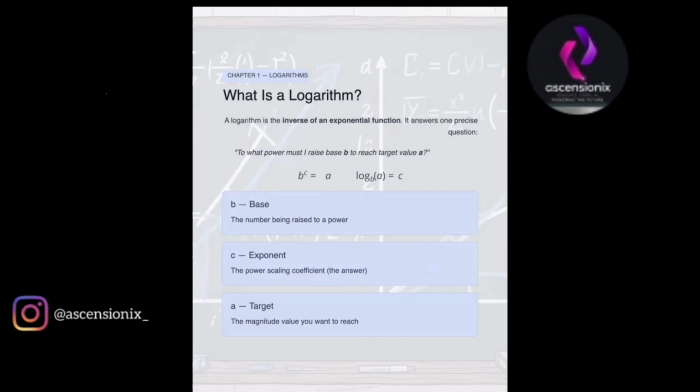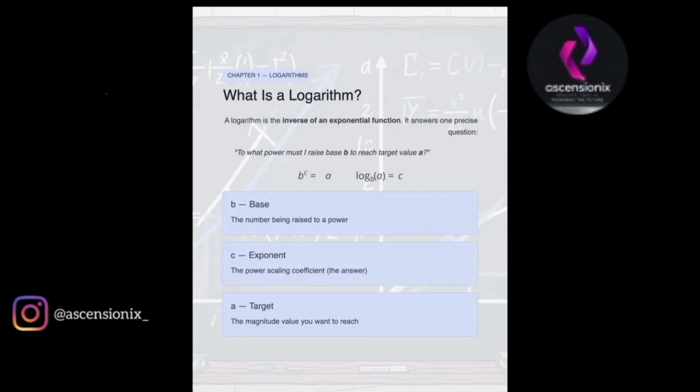If we want to reverse this operation, meaning we know the base b and we know the result is a, but we want to find out what power c we raised it to, we use a logarithm: log base b of a is equal to c. In plain English, when you see log base b of a, you should ask yourself this exact question: to what power do I need to raise my base b so that I get my target number a?